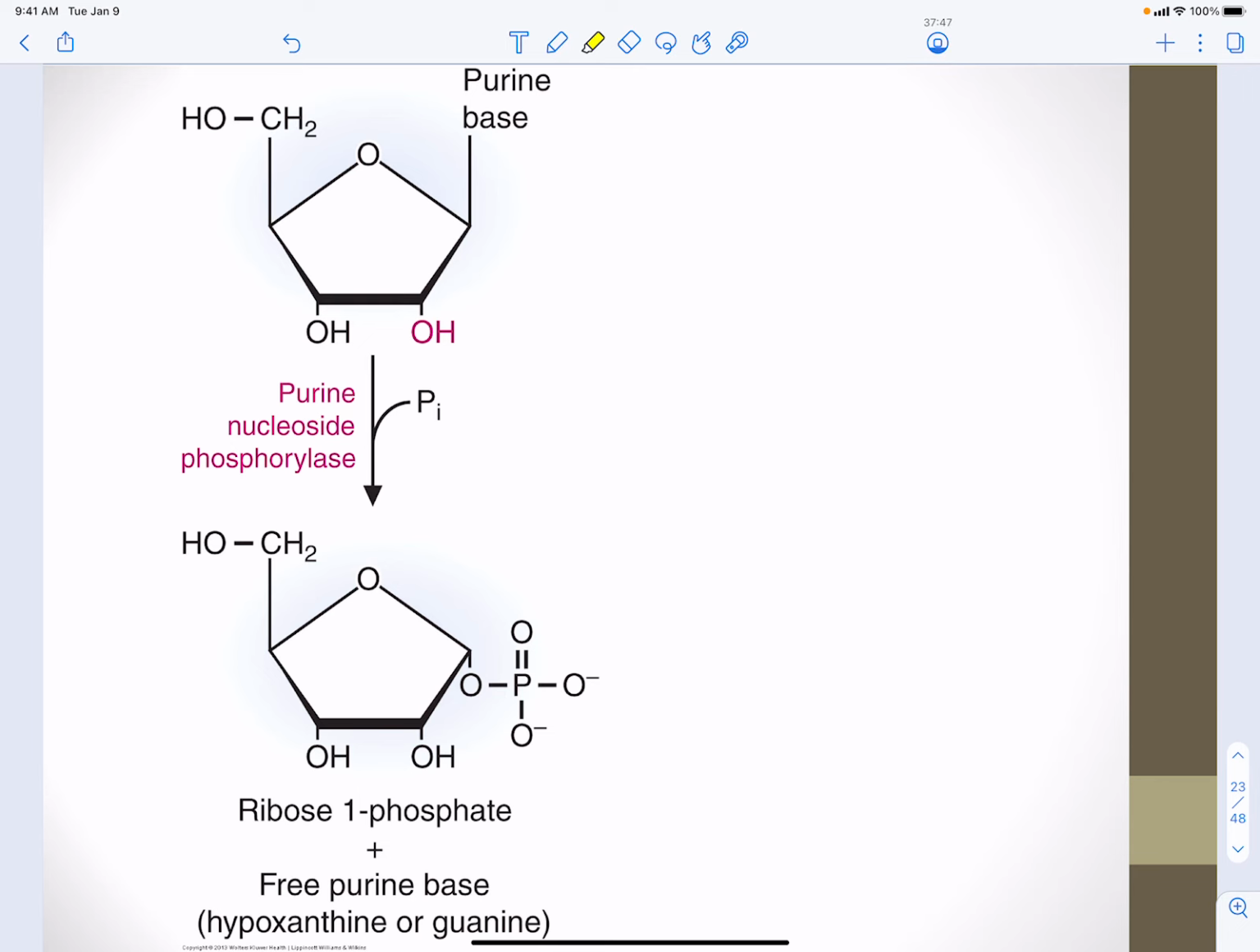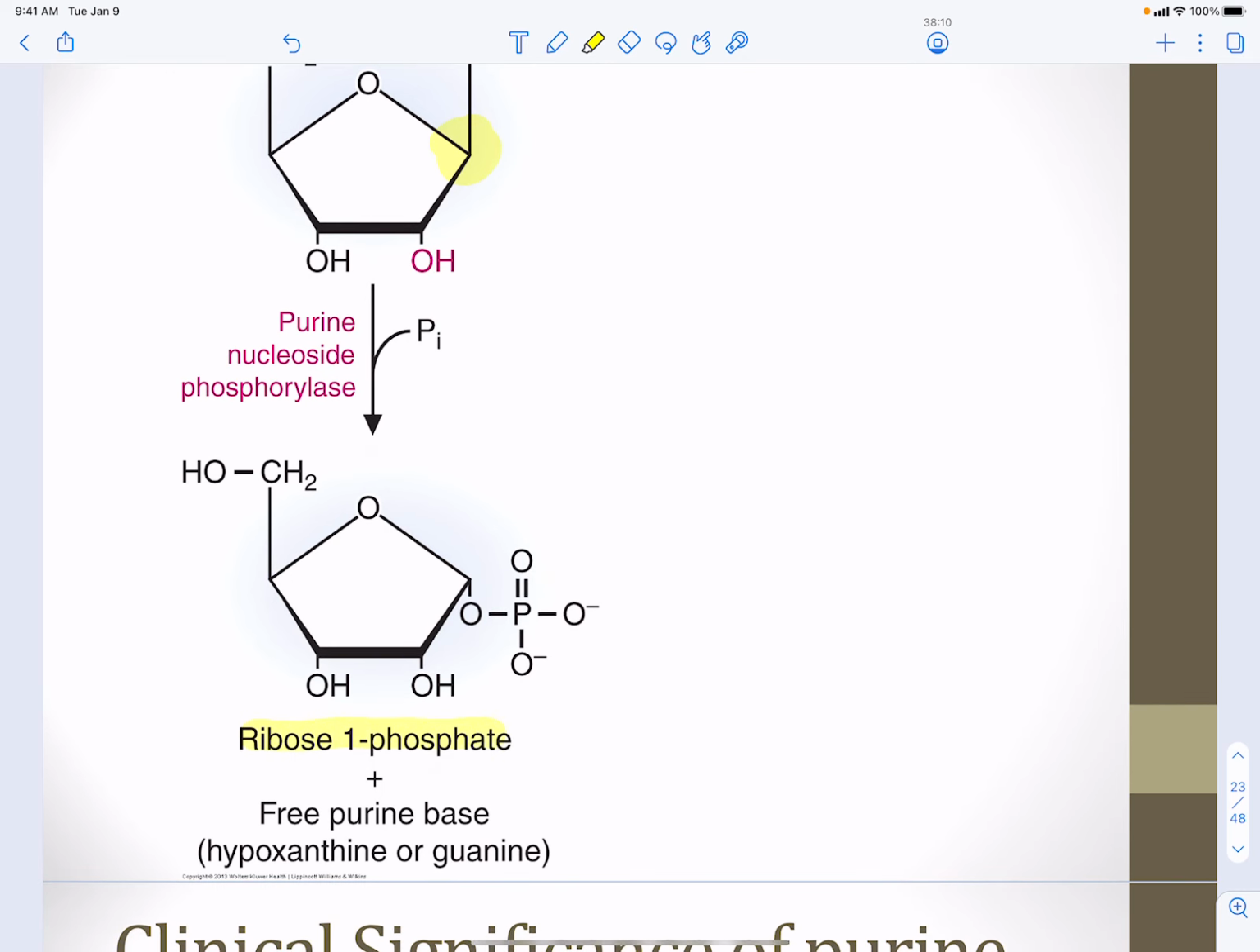Now you have purine nucleoside phosphorylase, which is going to catalyze a reaction in which the glycosidic bond that is attaching the base to the sugar in guanosine and inosine is broken, and that is right here. And so this is going to generate ribose 1-phosphate as well as release a free base. Guanosine and inosine are converted to guanine and hypoxanthine in this manner. So this is using the purine nucleoside phosphorylase.